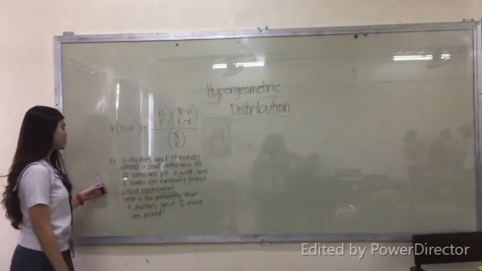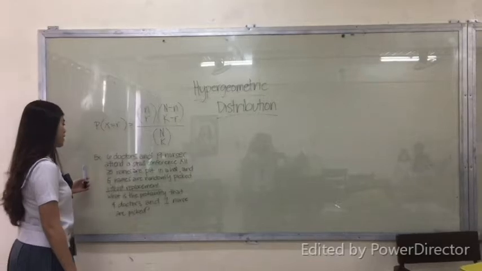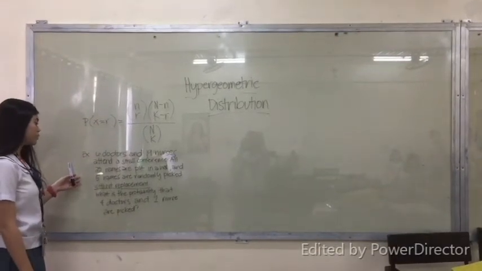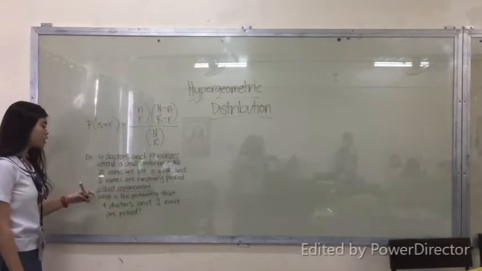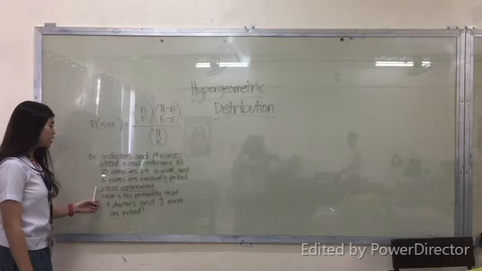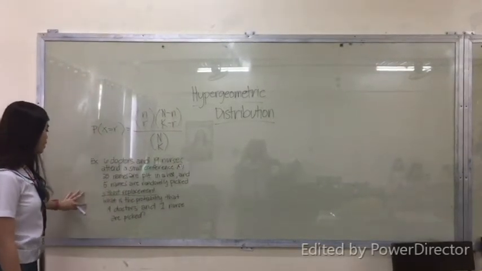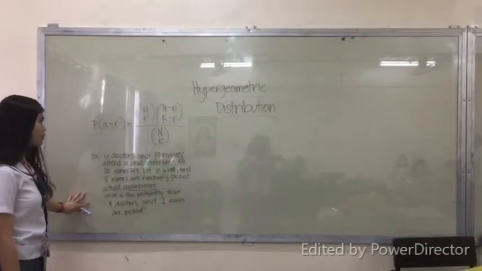So for example, 6 doctors and 90 nurses attend a small conference. All but 5 names are put in a hat and 5 names are randomly picked without replacement. So the clue in hypergeometric distribution is without replacement, meaning it is being removed and not put back. And the question is, what is the probability that 4 doctors and 1 nurse are picked?